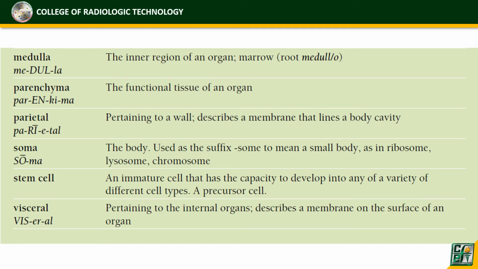Next we have the medulla. If the cortex is the outermost region of an organ, the medulla is the inner region of an organ. Medulla also means marrow, so the root word is medull or medullo. Then we have the parenchyma, which is the functional tissue of an organ.